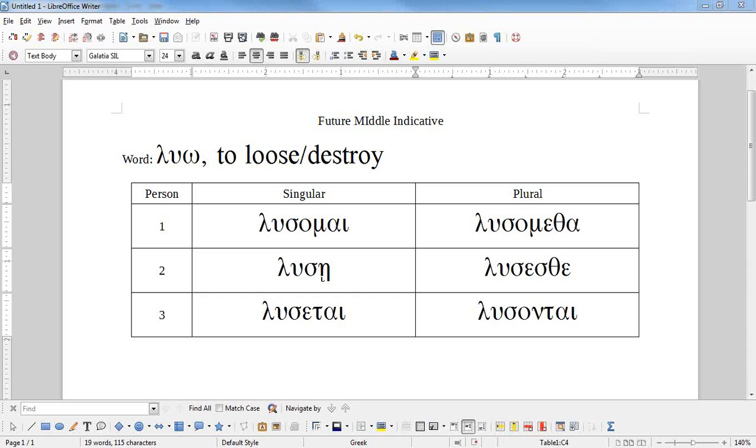Yes, sir. Can you explain the second one? I didn't hear that last part. I'm sorry, which one? The second person singular? Yes, second person singular, luse. You see how, with the little symbol right there at the bottom? What do you call that? Oh, I'm sorry, that's the iota subscript. Yes, iota subscript.